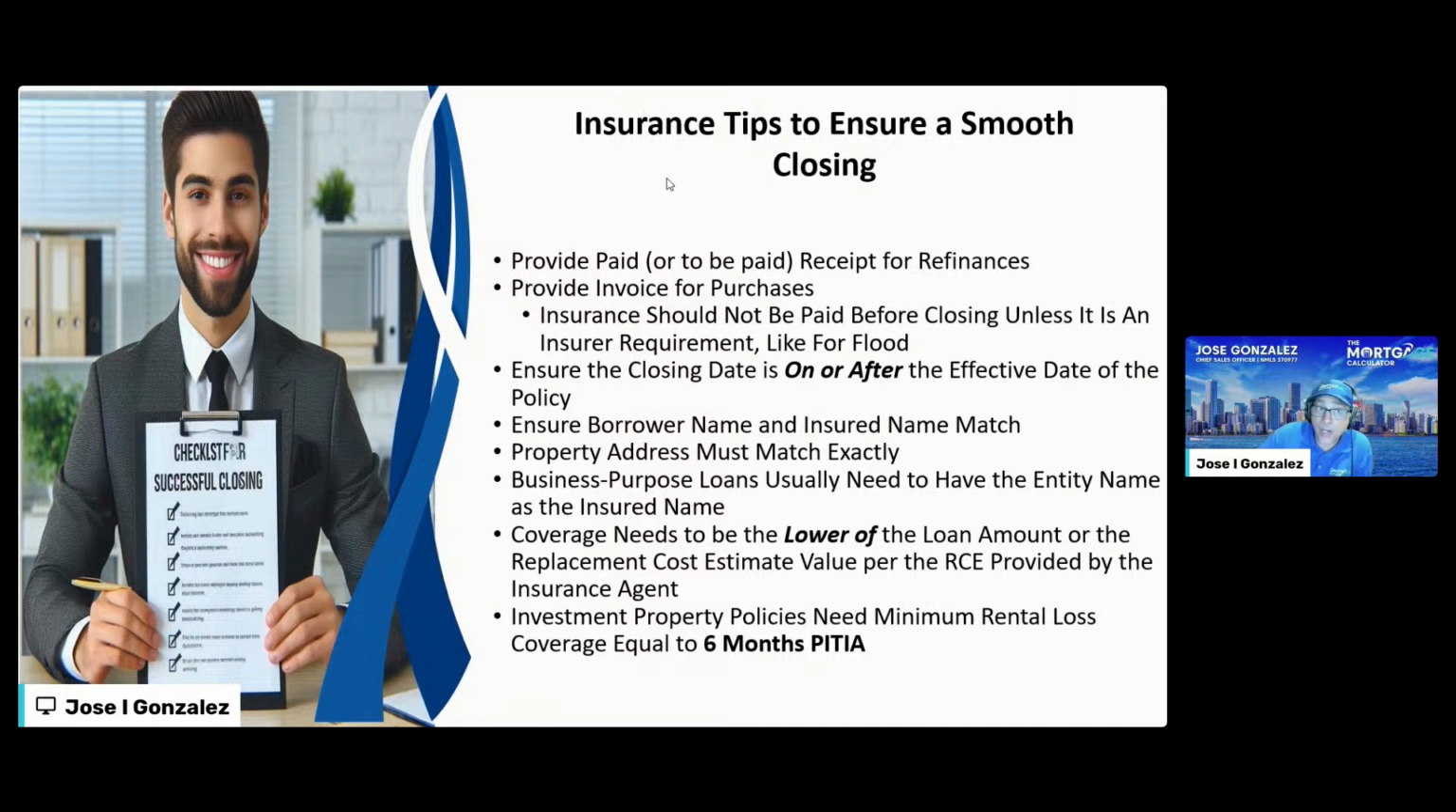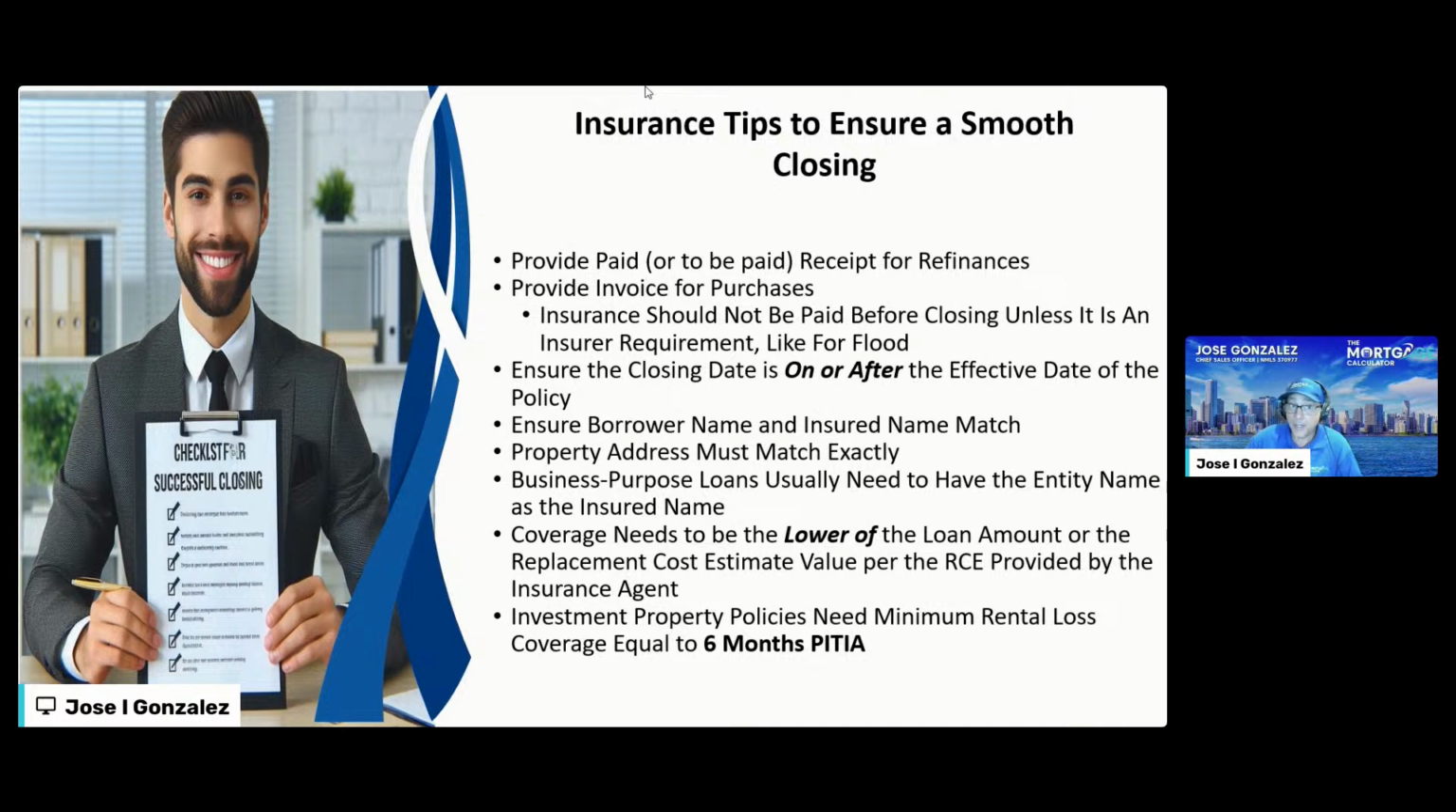Please note that the property address must match exactly. I mean, down to the southwest being SW instead of southwest. Everything needs to match, unit number, street, all of that kind of stuff. As previously covered, coverage amount needs to be the lower of the loan amount or the replacement cost estimate provided by the insurance agent. Do not automatically tell a borrower, "Oh yeah, you're buying it for $500,000. We need $500,000 of insurance." You can end up with a $30,000 insurance bill in some areas like South Florida.